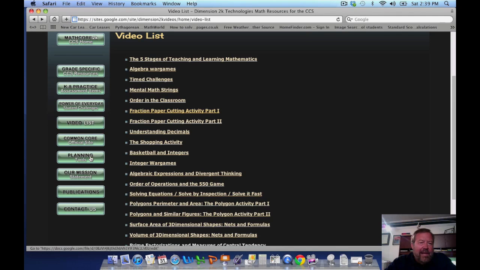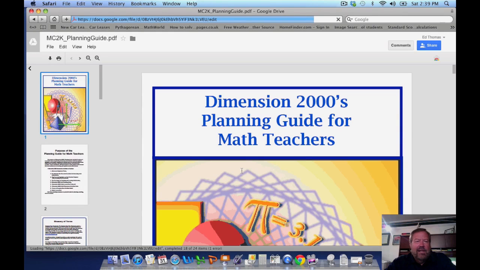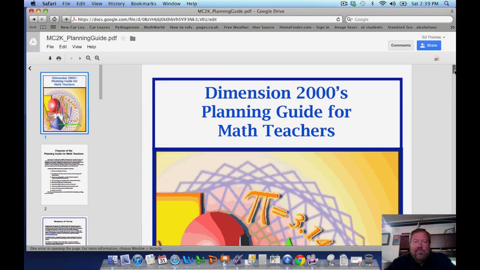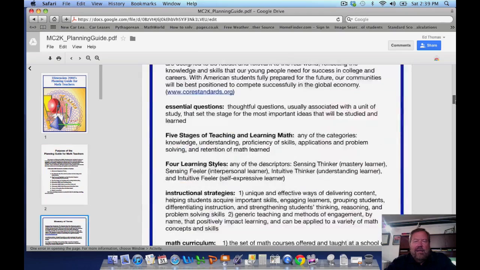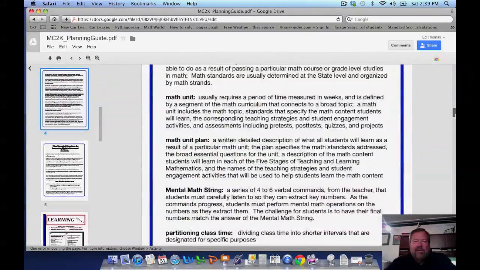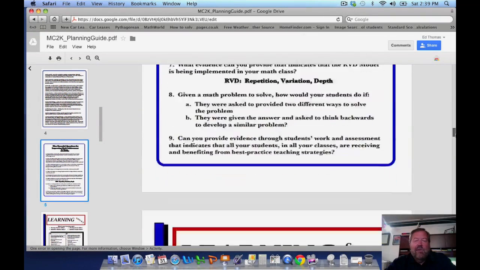We also have planning tools, and if you look at the planning tools, I'm just going to scroll down here a little. We actually have a guide for math teachers here that's very helpful with a glossary of important words. We start off with 9 essential questions. These are great questions for professional development, like number 1, beyond the word wall, what instructional methods are being implemented to develop students' math vocabulary and a rich knowledge base? 9 questions, very, very important.